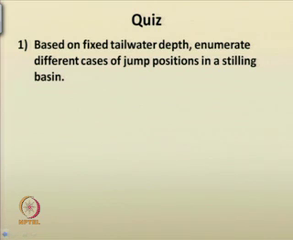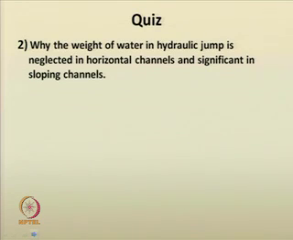We will have a brief quiz. First question: as we have studied today, based on the fixed tailwater depth conditions, enumerate different cases of jump positions in a stilling basin. And the second question you are having is, why is the weight of water in a hydraulic jump neglected in horizontal channels and significant in sloping channels? So, you can quickly answer the questions and submit the paper.